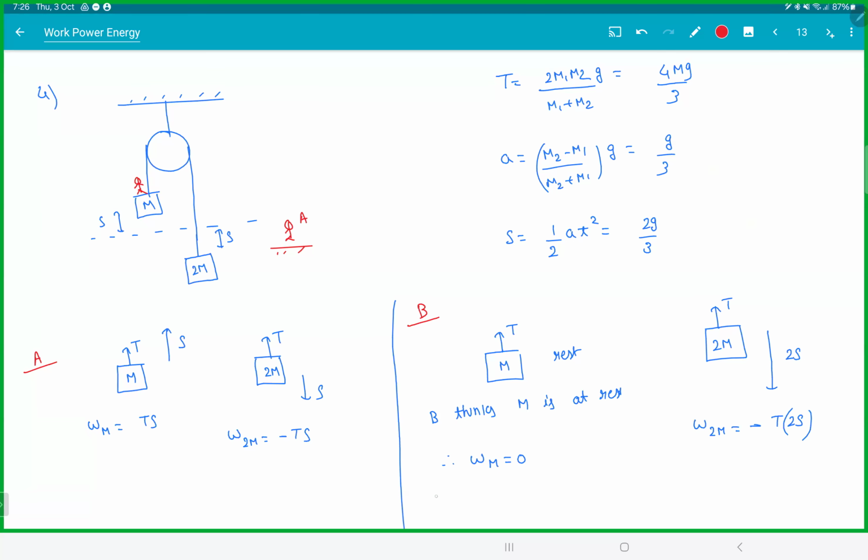So this is an important statement. Work done depends on the frame of reference. Depending on where you're standing, you can see different amounts of work done. So be careful. You will not see the same work in every frame. You can clearly see here, A thinks work is TS and minus TS, but B thinks it is 0 and minus 2TS.